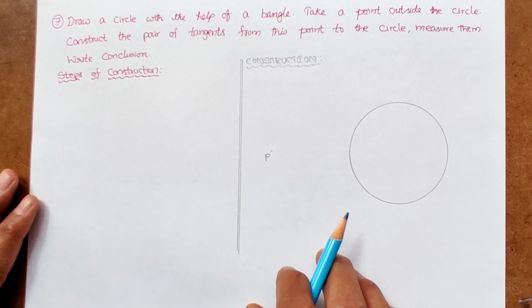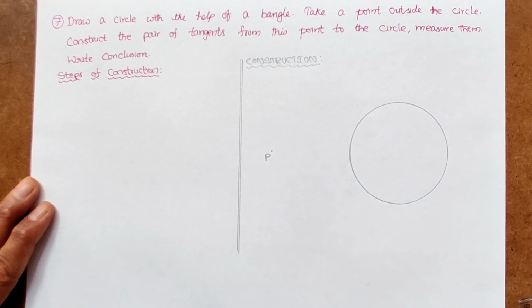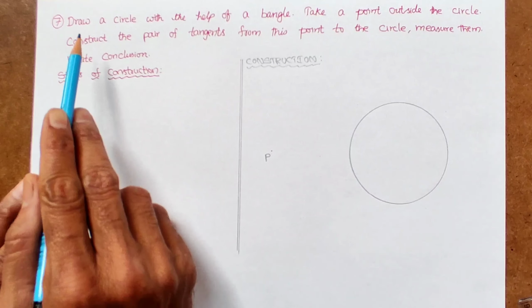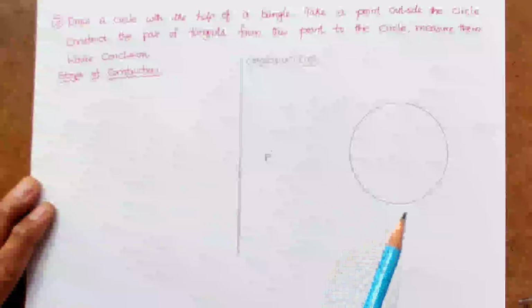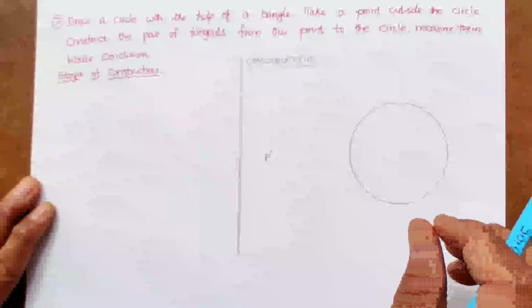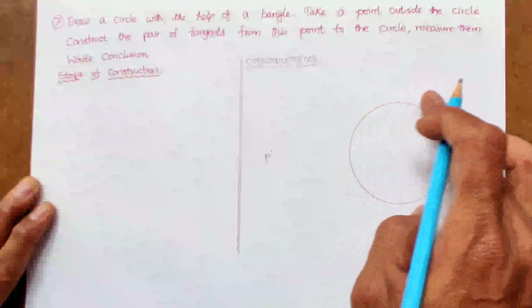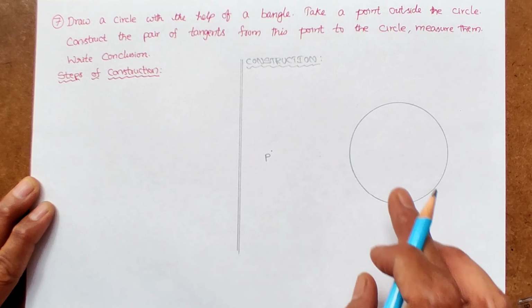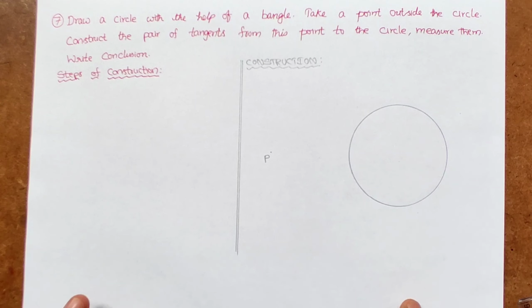Here the thing is that we do not know the center of the circle. That is the reason here it is asked to draw a circle with the help of a bangle. The thing is that here the center is not known. So we have to find the center first. Let us see how to find the center.